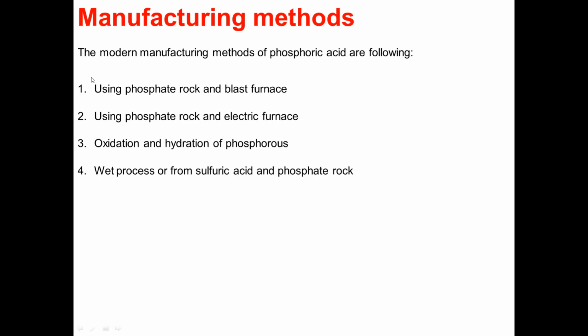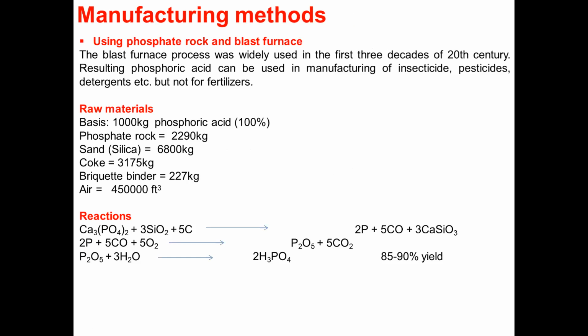First is using blast furnace. Second is using electric furnace. Third is by oxidation and hydration of elemental phosphorus. And fourth is by the wet process, in which sulfuric acid and phosphate rock are involved. So first is blast furnace. Blast furnace process was widely used in the first 3 decades of the 20th century. The resulting phosphoric acid can be used in manufacture of insecticides, pesticides, detergents, but not for fertilizers.